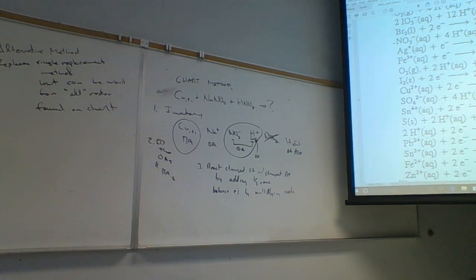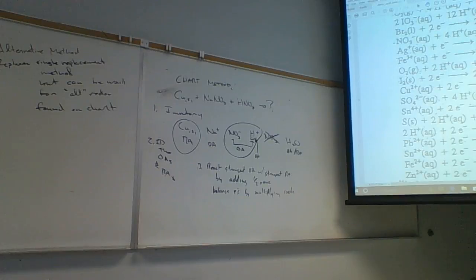But there's a mismatch. Do you see the mismatch here? The reducer lost 2 electrons. The oxidizer gained 3 electrons. To correct this mismatch, we multiply the half reactions. We call these half reactions. So the top one we multiply by 3. The bottom one we multiply by 2 to get the lowest common denominator, which would be 6.